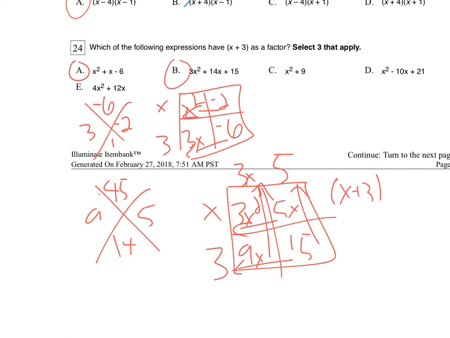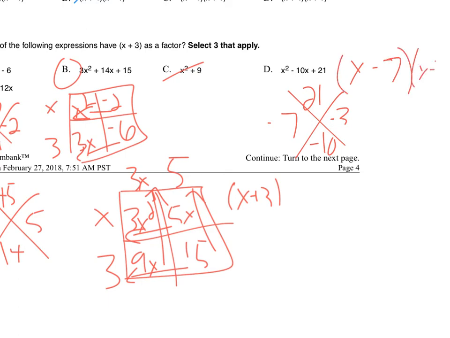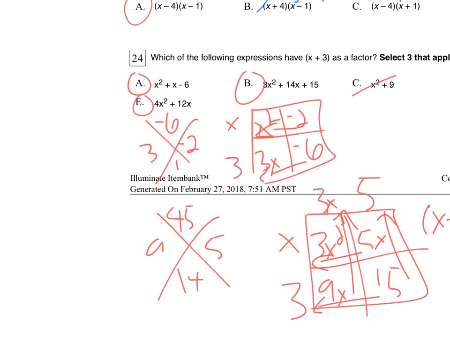C, two terms with a plus sign in between. There is no GCF. That is prime, not factorable. As we look at D, what multiplies to 21 and adds to negative 10? You get 7 and 3, but it is minus, minus. So when we do our x box, you end up getting x minus 7 and x minus 3. So that one doesn't work, which leaves us with only E, but a quick check of that. GCF is 4x on those, so when I factor out my GCF, I get x plus 3 times the 4x.